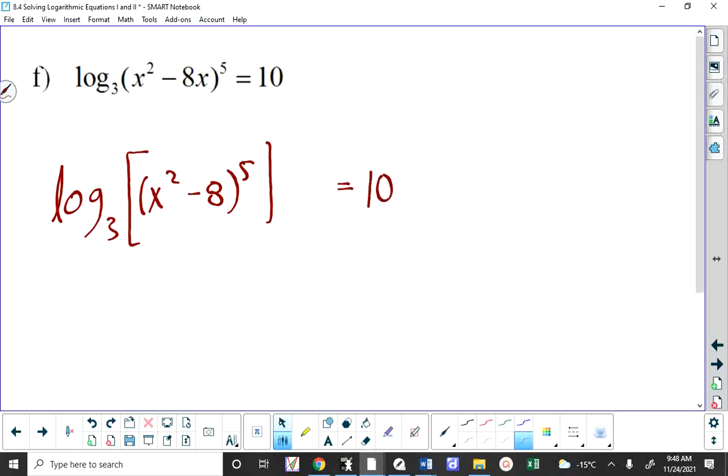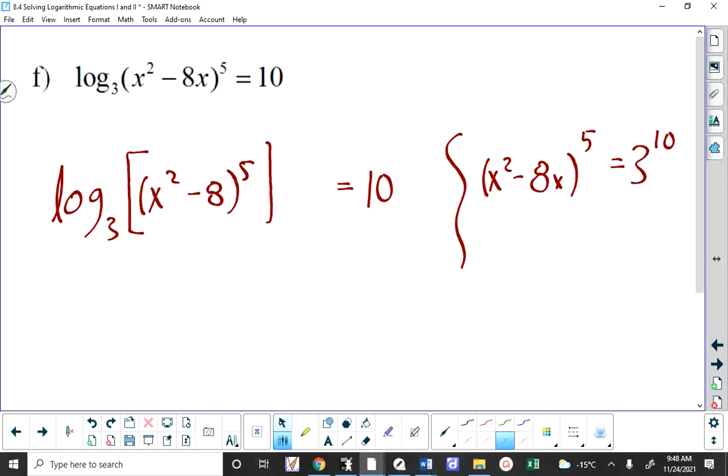Now, I'm going to write something down that I don't want you to write down because I'm going to erase it. You could write it down and then put a big no beside it. But if you were to write this in exponential form, you're going to get x squared minus 8x raised to the 5 equals 3 to the 10. I'm missing an x here. You're going to get this equivalent exponential equation. Now, I don't know what 3 to the 10 is. I suspect it's in the tens of thousands.